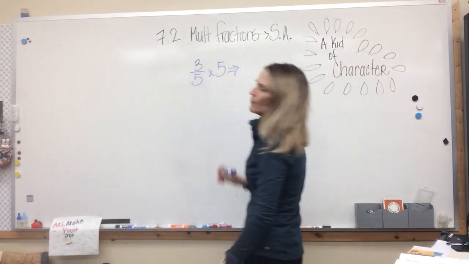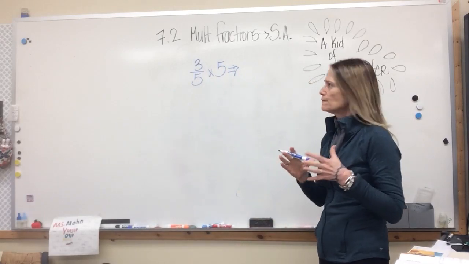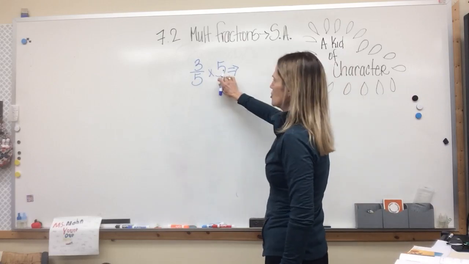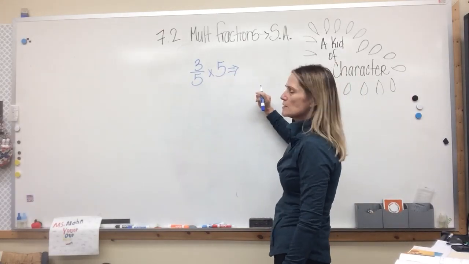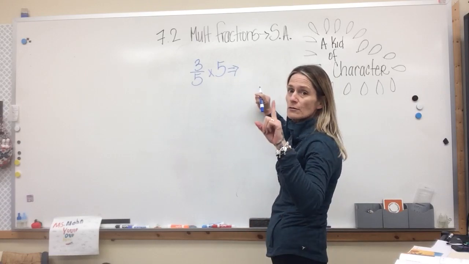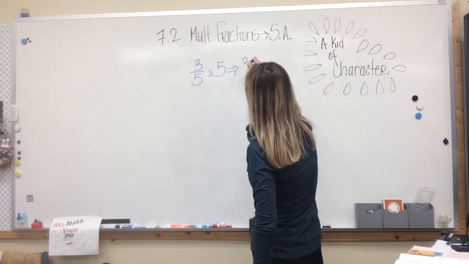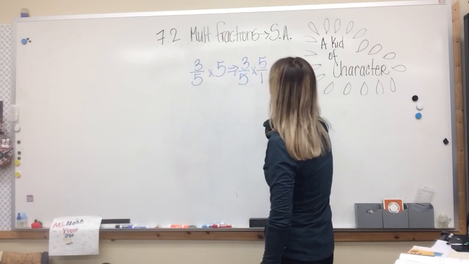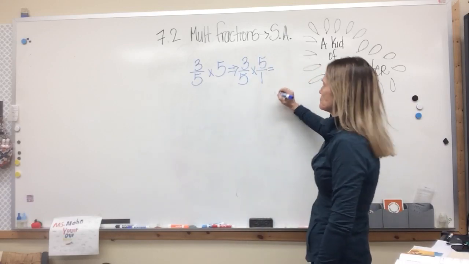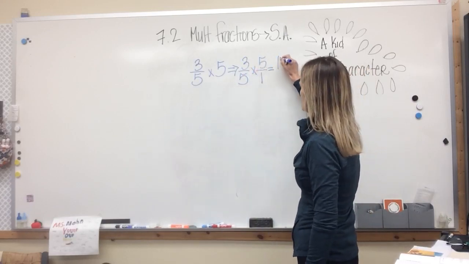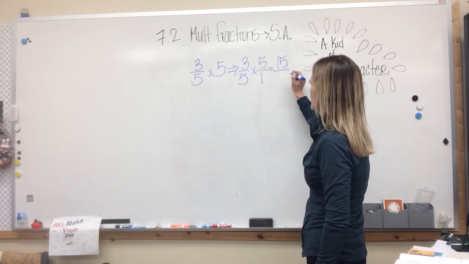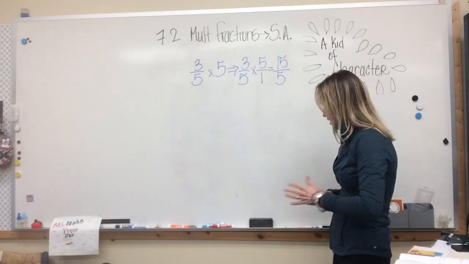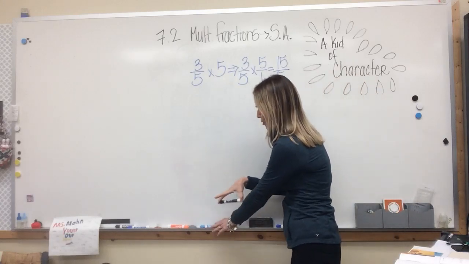Now remember, we want to put it into our working format. We want to make it so they're speaking the same language. And so I have to turn 5 into a fraction, which means that I put it over the number 1. I say 3/5 times 5 over 1 equals 3 times 5 is 15. 5 times 1 is 5. Can I leave it like that? Say no, I can't. It is an improper fraction.